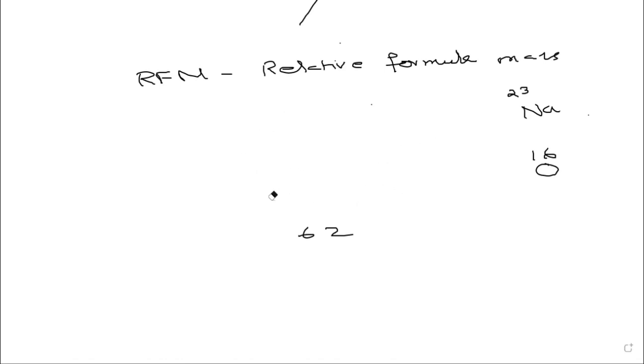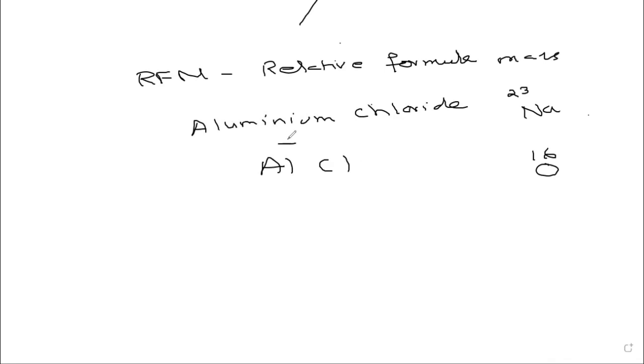Let me show you two more. For example, now we have aluminium chloride. Your teacher has given you: write down the chemical formula and calculate the RFM of aluminium chloride. Aluminium is Al, chloride is Cl. Group 3, aluminium plus 3. Chloride, group 7, 1 minus. Cross. For aluminium you do not have to write 1, but you must write 3 with chlorine.